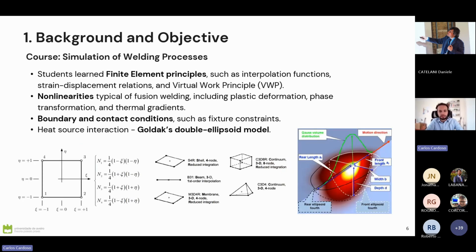During classes, students began by learning about finite element principles, such as how interpolation functions and strain-displacement relations define the deformation behavior of an element. Later, they moved to nonlinear behaviors with a recap of material plasticity, phase transformations, and thermal gradients. Also, a little bit of boundary and contact conditions, such as clamping and support constraints, which help them further when moving to practice. And finally, the very important heat input: since most of the projects were about arc welding, they employed Goldak's double ellipsoid model.